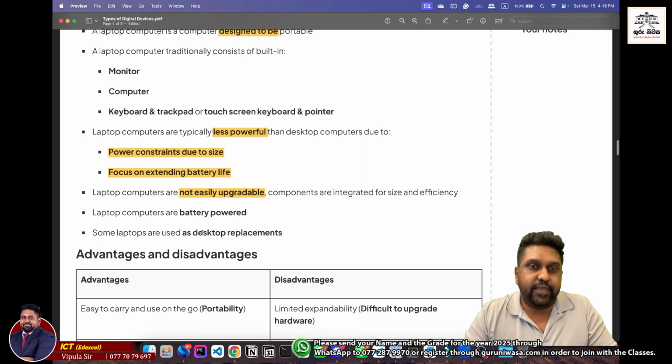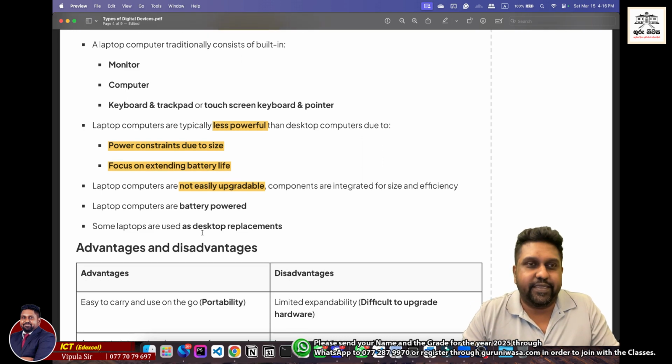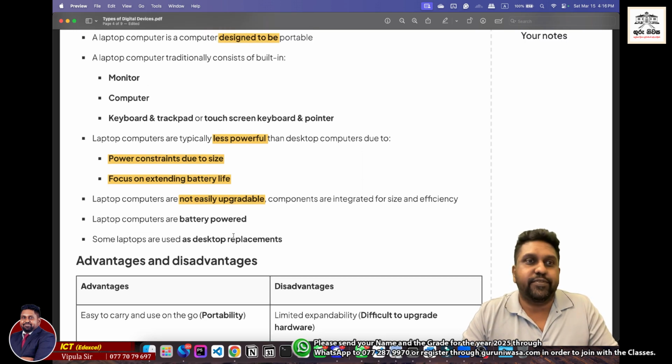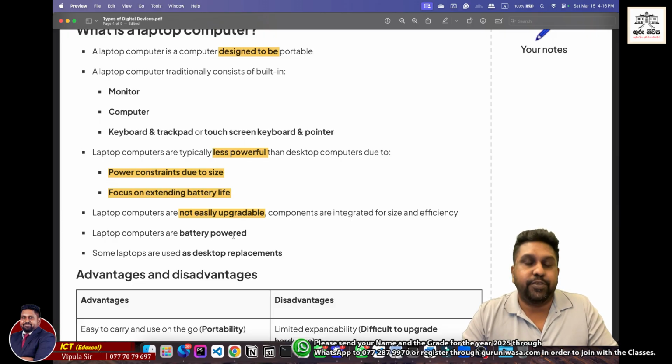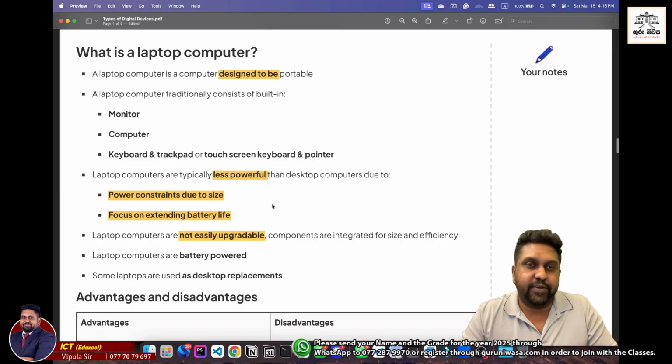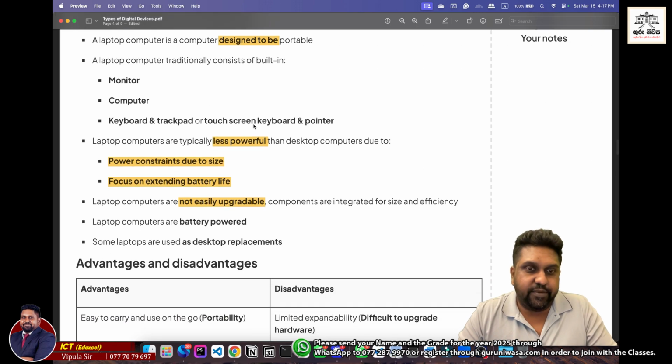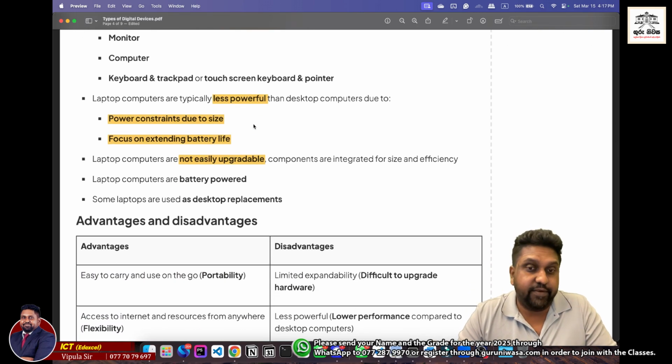And at the same time, laptops are battery powered, and some laptops are used as desktop replacements. So primarily, remember, it's designed to be portable and less powerful, due to the small size and small footprint, as well as the idea behind having a long battery life. So these are the primary key points which you have to keep in mind. Then we can jump into advantages and disadvantages.